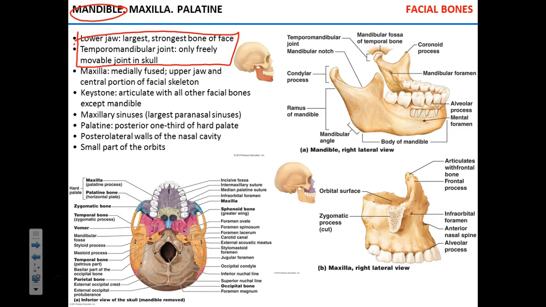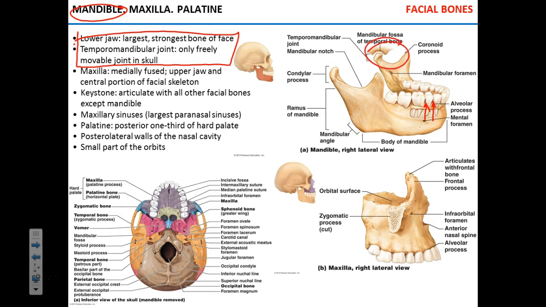Site of attachment, the lower teeth. Those alveolar processes between the teeth. Okay? They separate one tooth from another. Body and ramus of mandible constitute the main framework. Condylar process, right here, articulates with the mandibular fossa on the temporal bone.